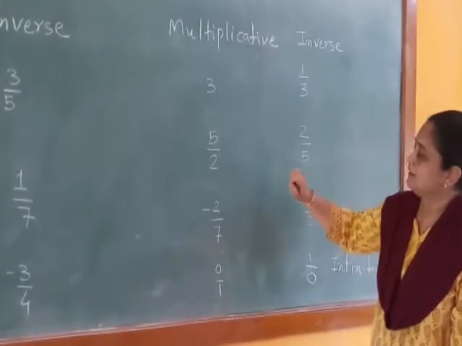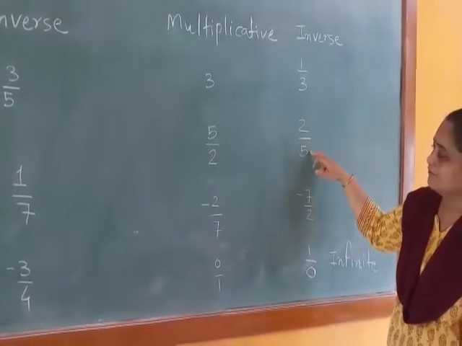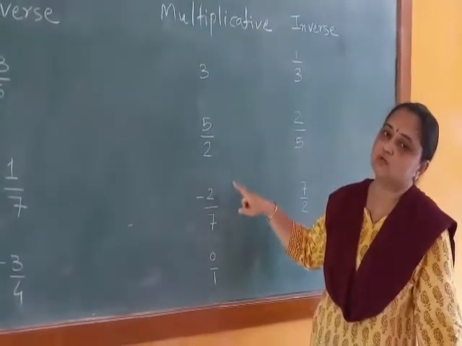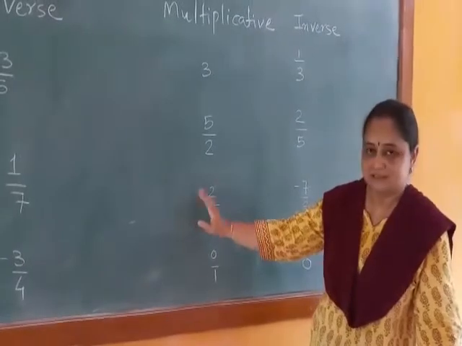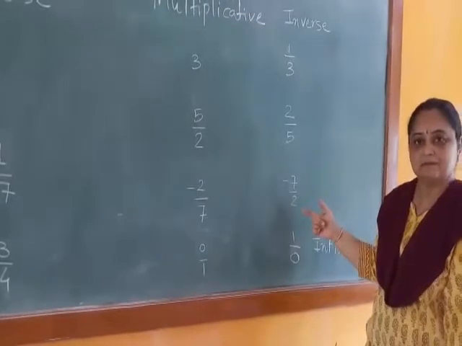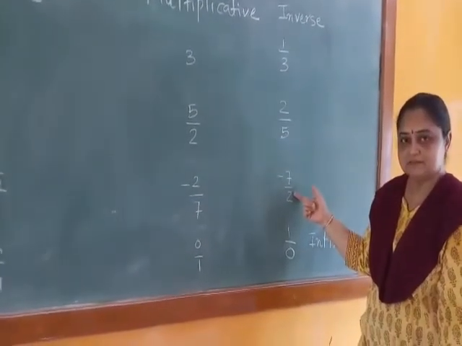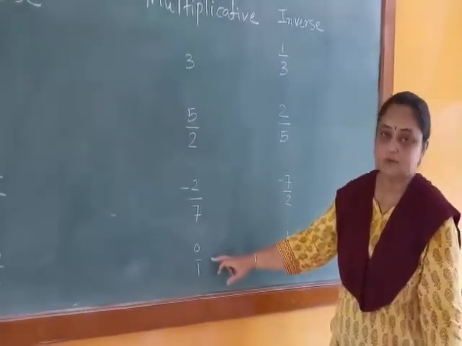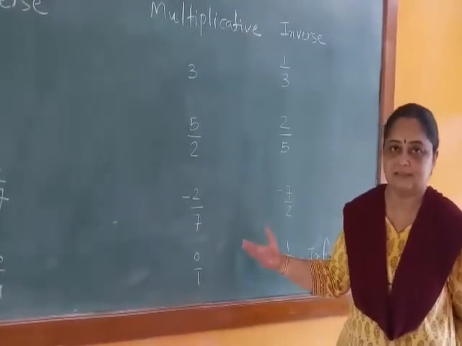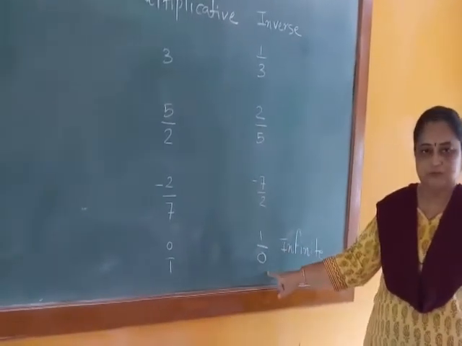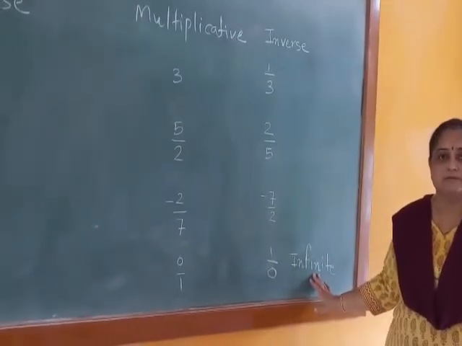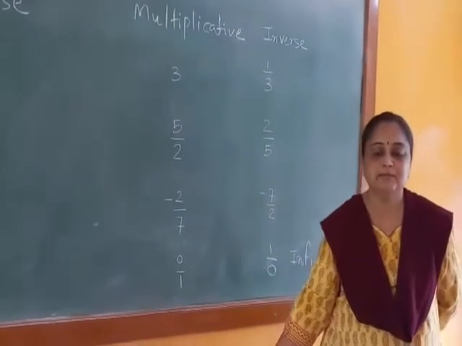5 by 2, its multiplicative inverse is 2 by 5. If the term is negative, minus 2 by 7, then don't consider that sign, just take its reciprocal. So minus 7 by 2 is its multiplicative inverse. 0: if 0 is there, then you can write 0 by 1 and take its reciprocal. What happened? 1 upon 0. If 0 is in the denominator, it is an infinite number. So 0 has no multiplicative inverse.